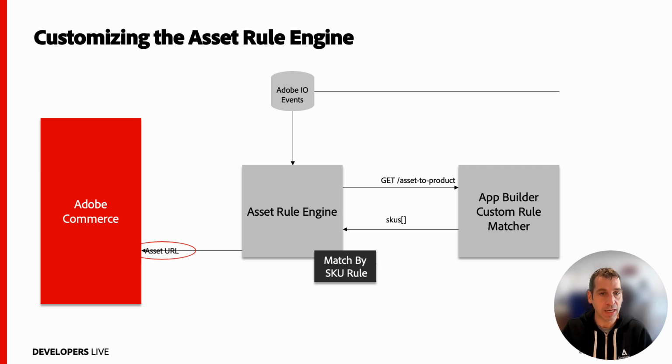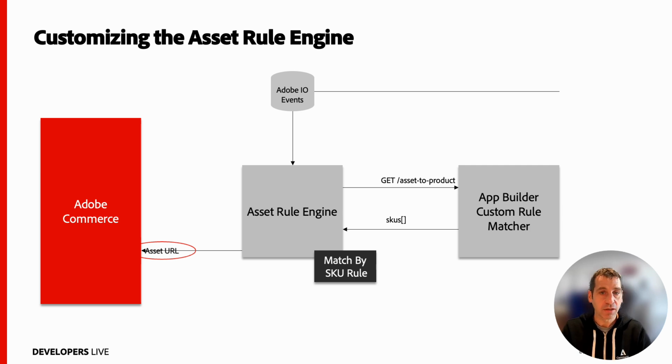App Builder will allow any developer to build and develop, or even publish in the marketplace, an application written in JavaScript or TypeScript, so they can define their own matching rules. The App Builder application must contain 2 runtimes accessible from the asset rule engine. Asset to product will be used when the events are triggered by IAM assets, having an asset ID as an input and expecting a list of the related SKUs.